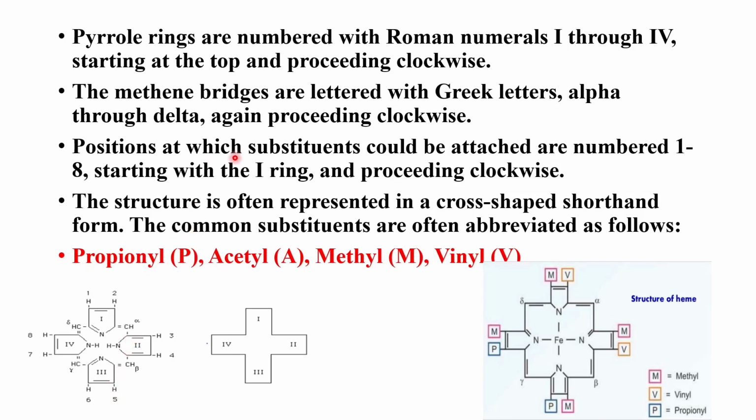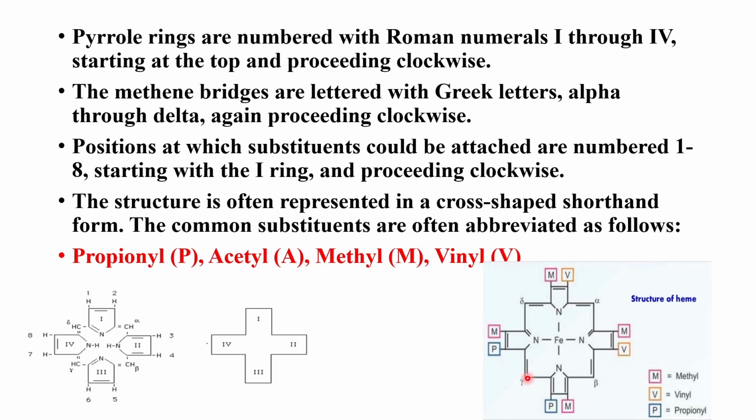So positions at which substituents could be attached are numbered 1 to 8. Now you can see here 1, 2, 3, 4, 5, 6, 7, 8. Again a clockwise direction is there when you number the substituents. So these substituents can be propionyl, acetyl, methyl, vinyl. So depending upon these substituents, we have different kinds of porphyrins.